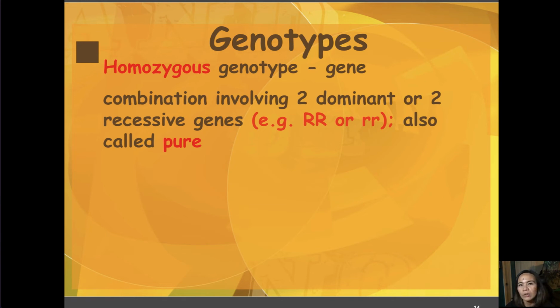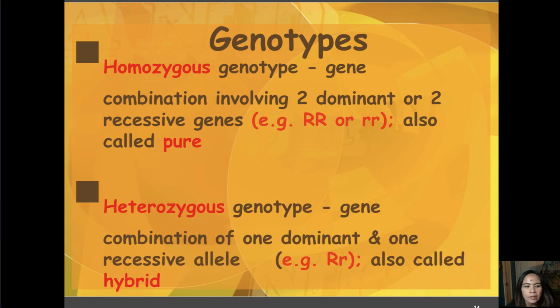These are also called pure bred. Now, the second one is your heterozygous. So when you say heterozygous genotype, these are gene combinations of 1 dominant and 1 recessive allele. So in this case, it's capital letter R and small letter r. This is also called the hybrid.